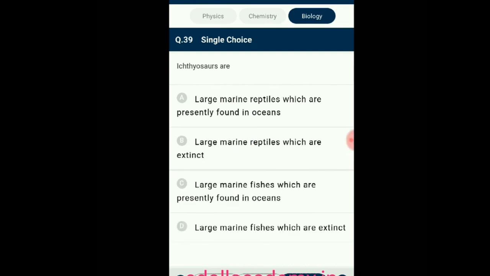Question number 39. Ichthyosaurs were large reptiles that were aquatic. They lived in the era of dinosaurs, the Mesozoic era. They were fish-like reptiles which evolved around 200 million years ago. They are extinct and no known species exist. Ichthyo means fish and saurus means large reptiles. So the answer for this question is option B, large marine reptiles which are extinct.